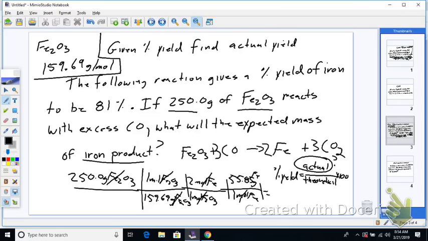So, we found our actual yield, right? Nope. This is always theoretical. This is 100%. This isn't the final answer yet. So now I plug that in here. 174.87 is the theoretical, and it's an 81% yield.